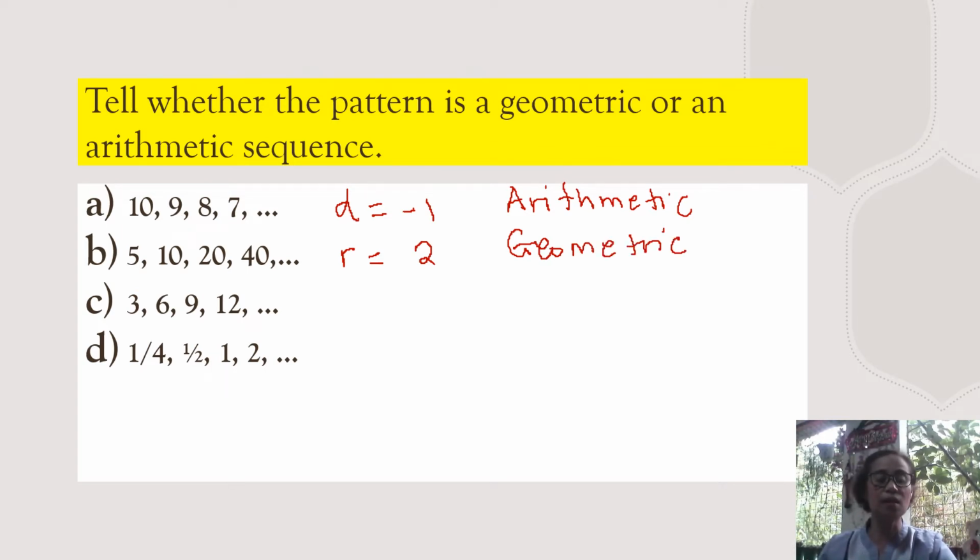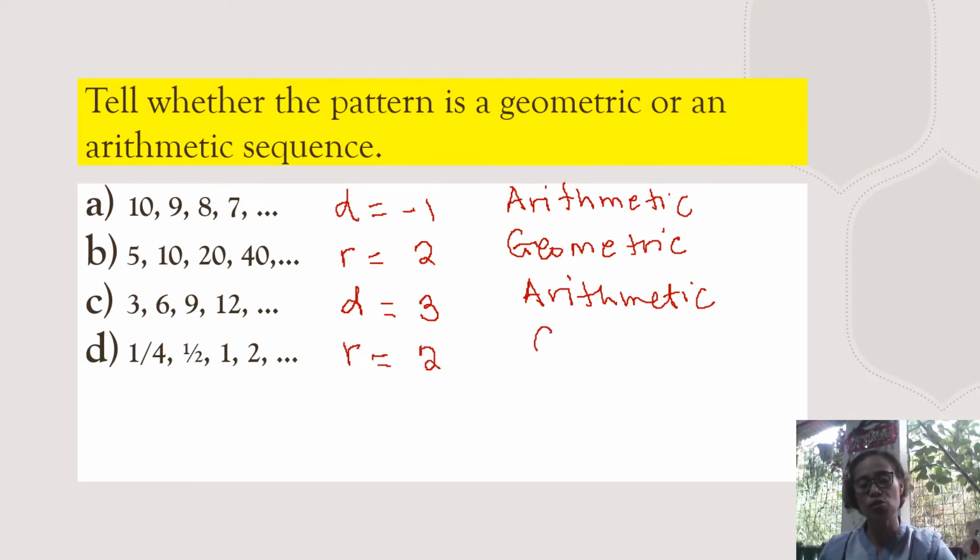Number 3: 3, 6, 9, 12 is increasing and it has a common value that's added to it. It is increasing by 3, so we have a common difference of positive 3. So it is arithmetic. And the last one is 1/4, then 1/2, then 1, then 2. As you can see, it is increasing and the fraction is actually doubling again. So there is a fixed multiplier of 2 and this is geometric.